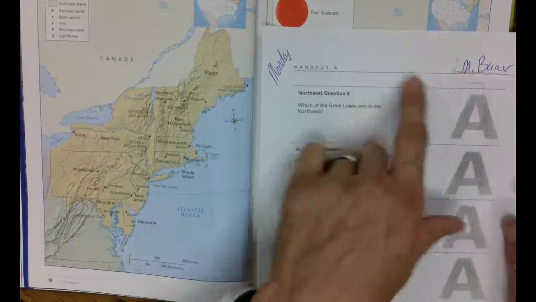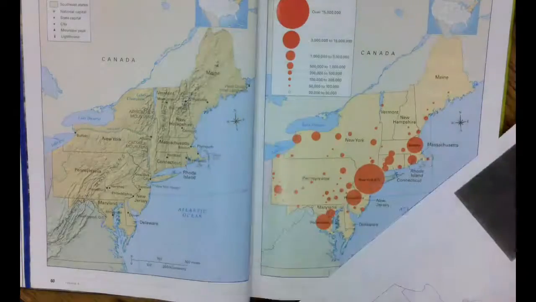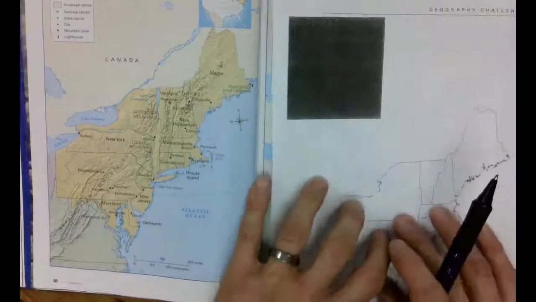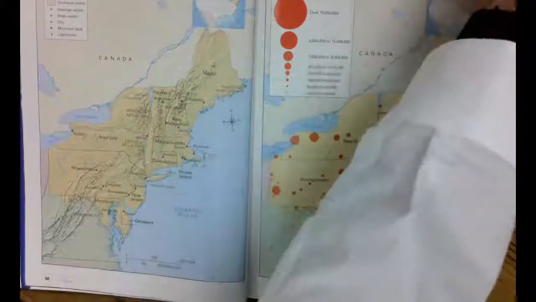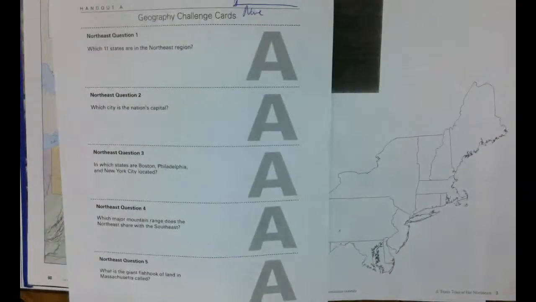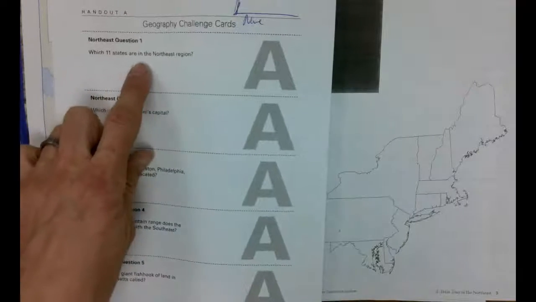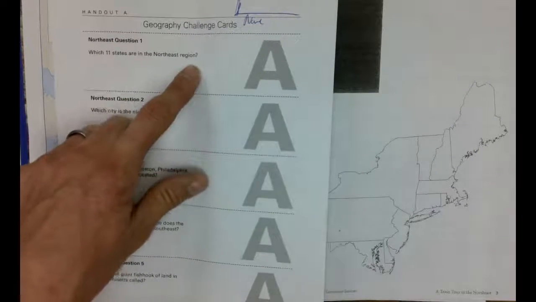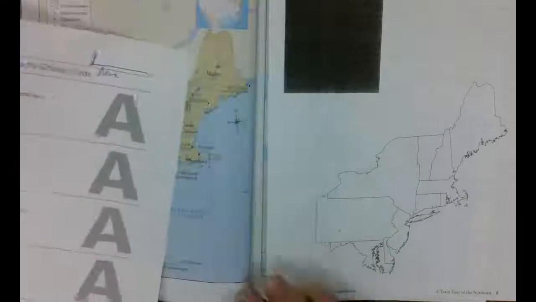Go ahead and put your name on there. It's Monday, Mr. Bauer. Flip it over. Here you have your map. You use your map side and my book for your computer to help you answer these questions that you don't have. I'll read them to you. Okay? Which 11 states are in the Northeast region? So we got to find 11 states.